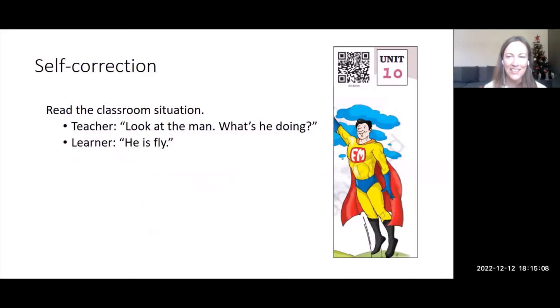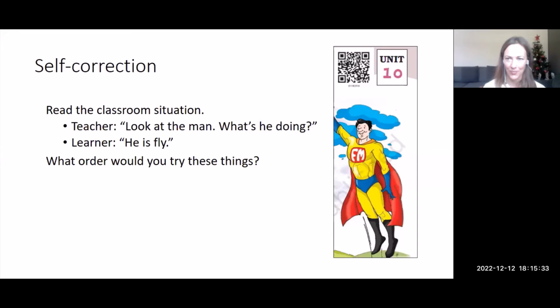Here's another situation. So I'd like you to read it. So the teacher is saying, he's using this picture from the book, look at the man, what's he doing? And the learner says, he is fly. So the learner's made a very common grammar mistake. So I want you to imagine you're that teacher. You want to point out the error.